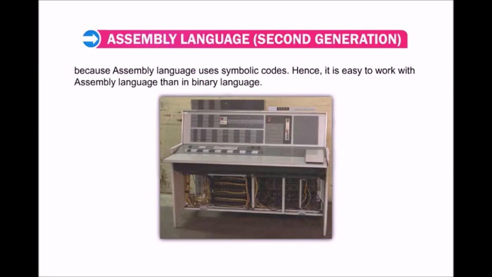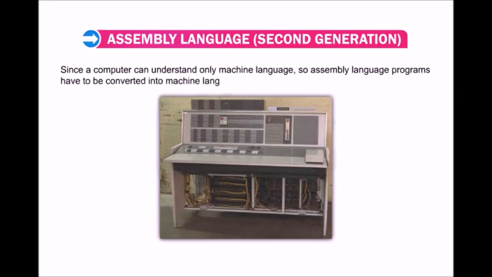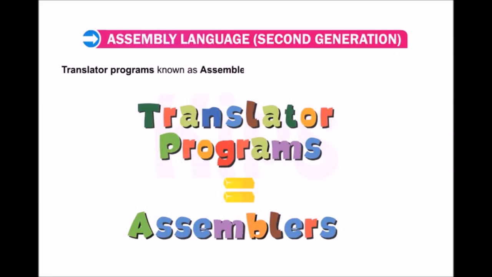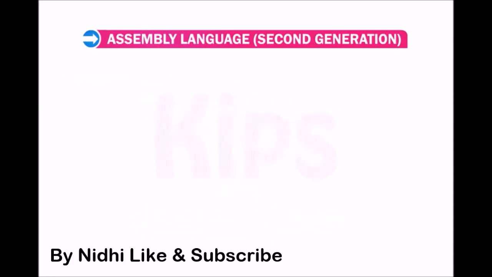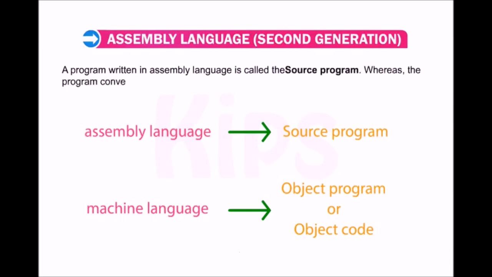binary language. Since a computer can understand only machine language, assembly language programs have to be converted into machine language. Translator programs known as assemblers were developed to convert the assembly language program into machine language. A program written in assembly language is called the source program, whereas the program converted into machine language by the assembler is called object program or object code.